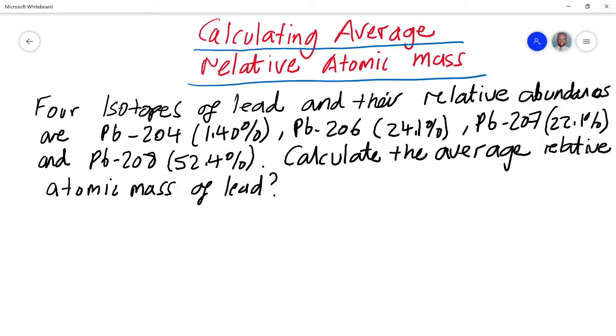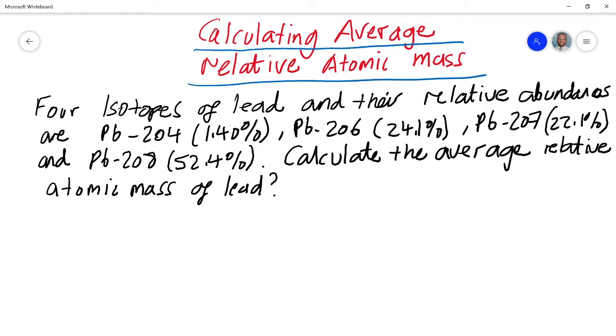Hi guys, in this episode of the series, we're going to be talking about how to calculate average relative atomic mass from a combination of atomic masses and their percentage abundances. Alright, so I'm going to use this example up here, but before I proceed any further, we need to understand what processes we need to follow in order to calculate the average relative atomic mass.